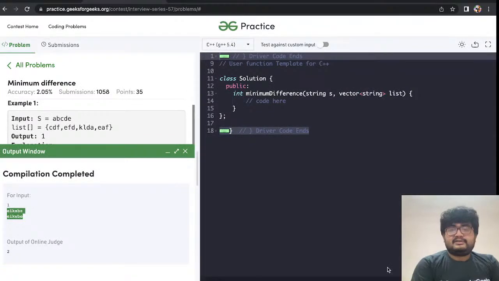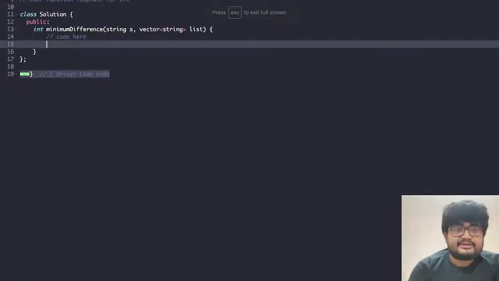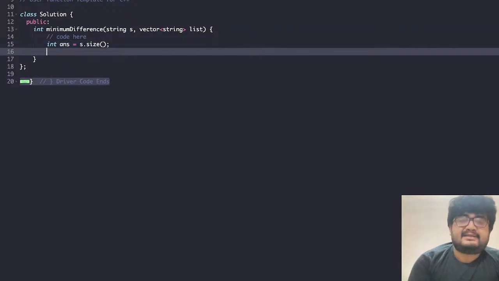So let's go ahead with this implementation of this s and vector string list. So what we'll do is int answer. Everything can be different, so the maximum answer can be h dot size, like everything is different basically.